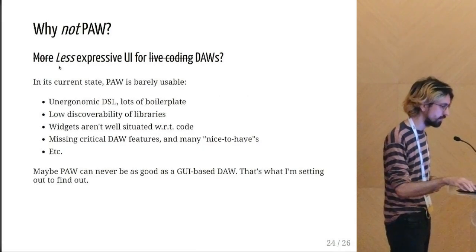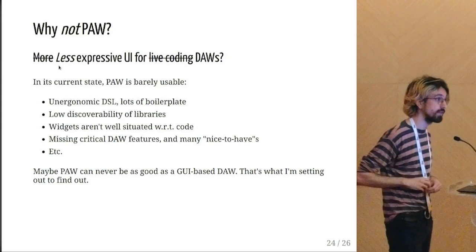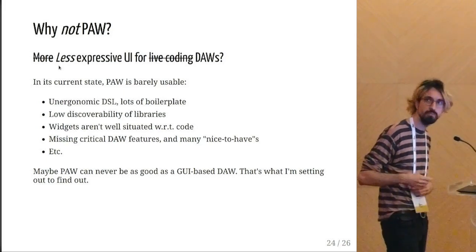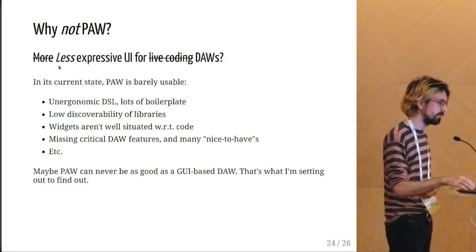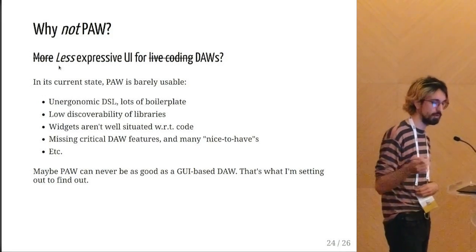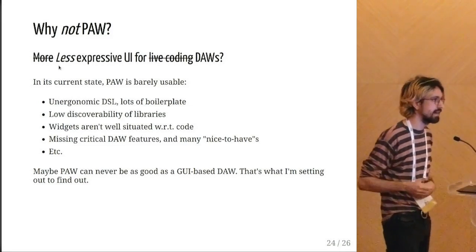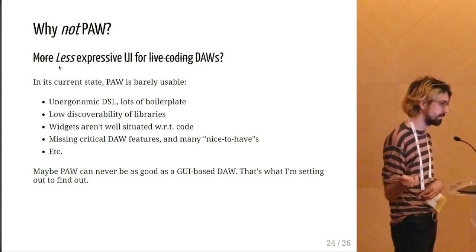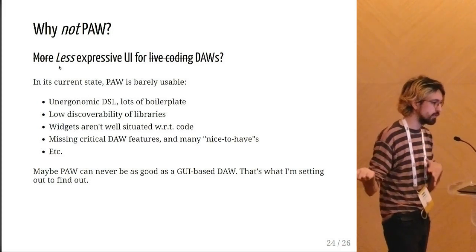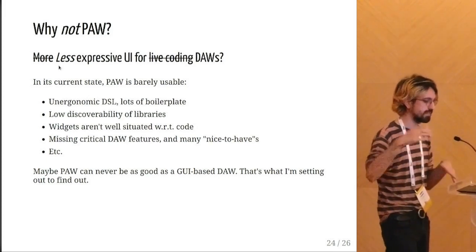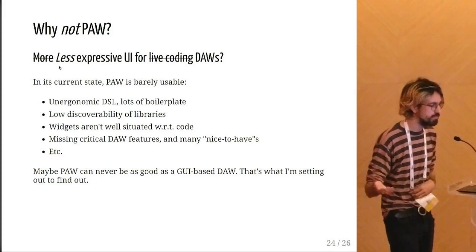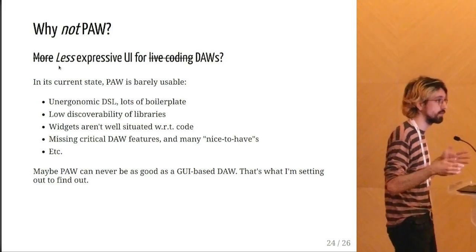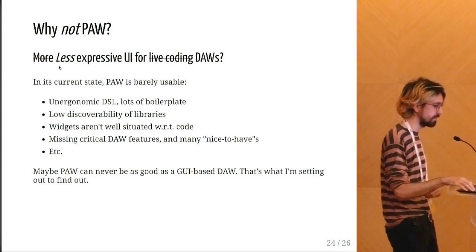I'll conclude by saying why not use PAW, which is that right now it's not great. It's a very early prototype. The DSL is not really great. You probably saw that it was very messy. If you're used to live coding, it's not the best programming language for that. And then I talk about issues of discoverability in a GUI, but this can also apply to a programming language. The widgets are outside of the code, which can make it difficult to understand which slider is affecting what, and it's missing a lot of DAW features. So I'm trying to see if those problems can actually be solved, or if they're intrinsic to the domain.